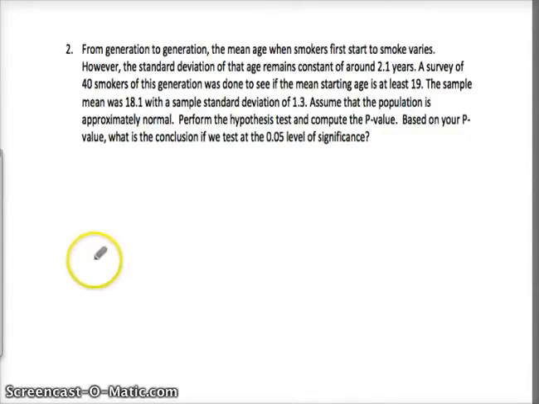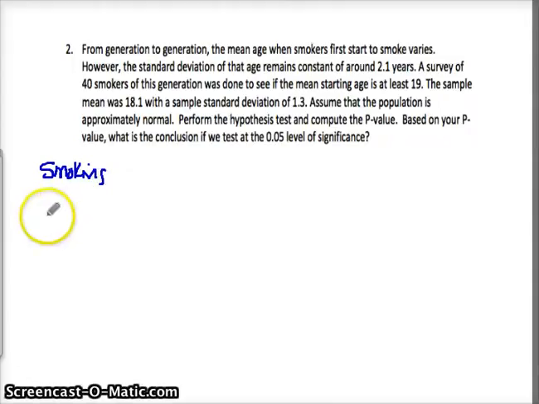From generation to generation, the mean age when smokers first start to smoke varies. However, the standard deviation of that age remains constant at around 2.1 years. What are we talking about? We're talking about people that start smoking. There's a mean, and then there's a standard deviation. They gave you that as 2.1 years.